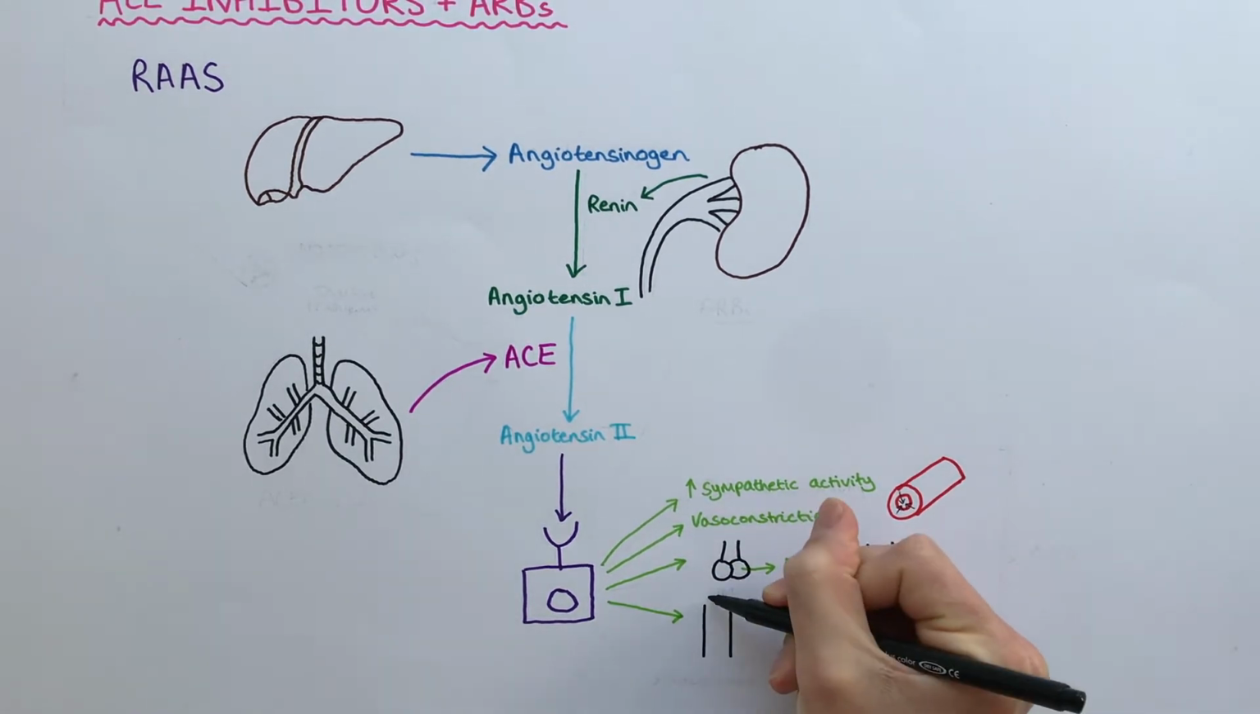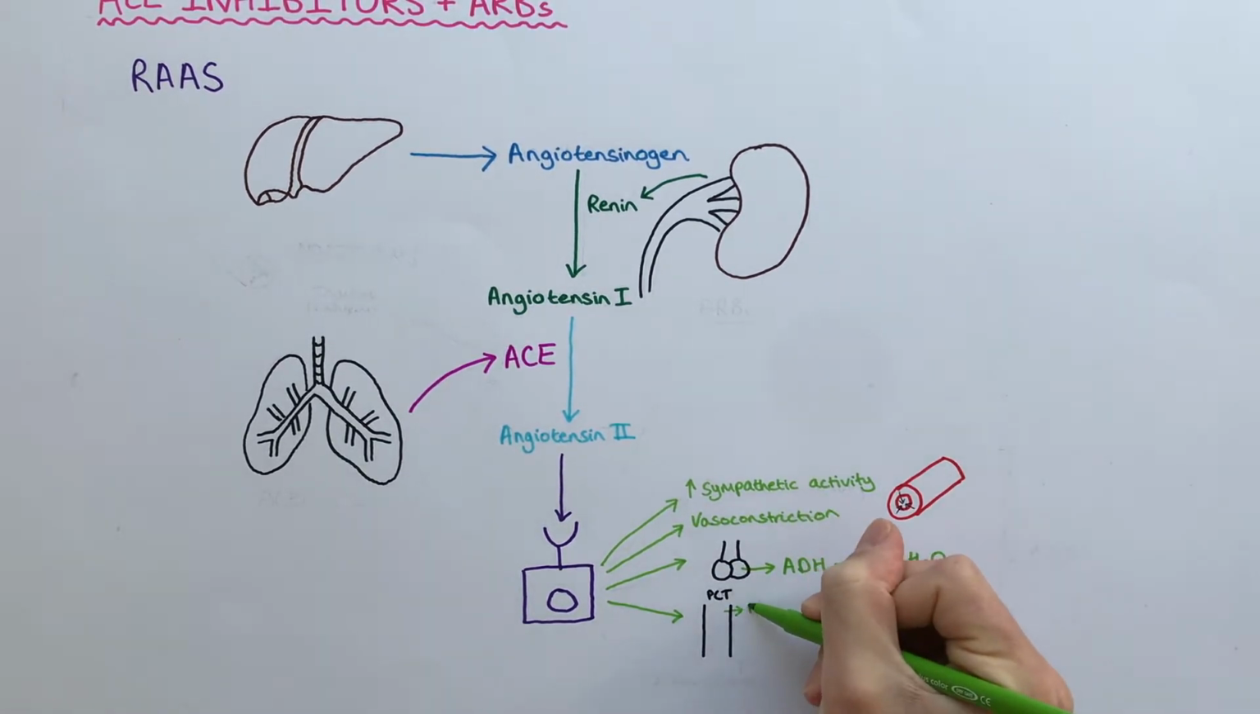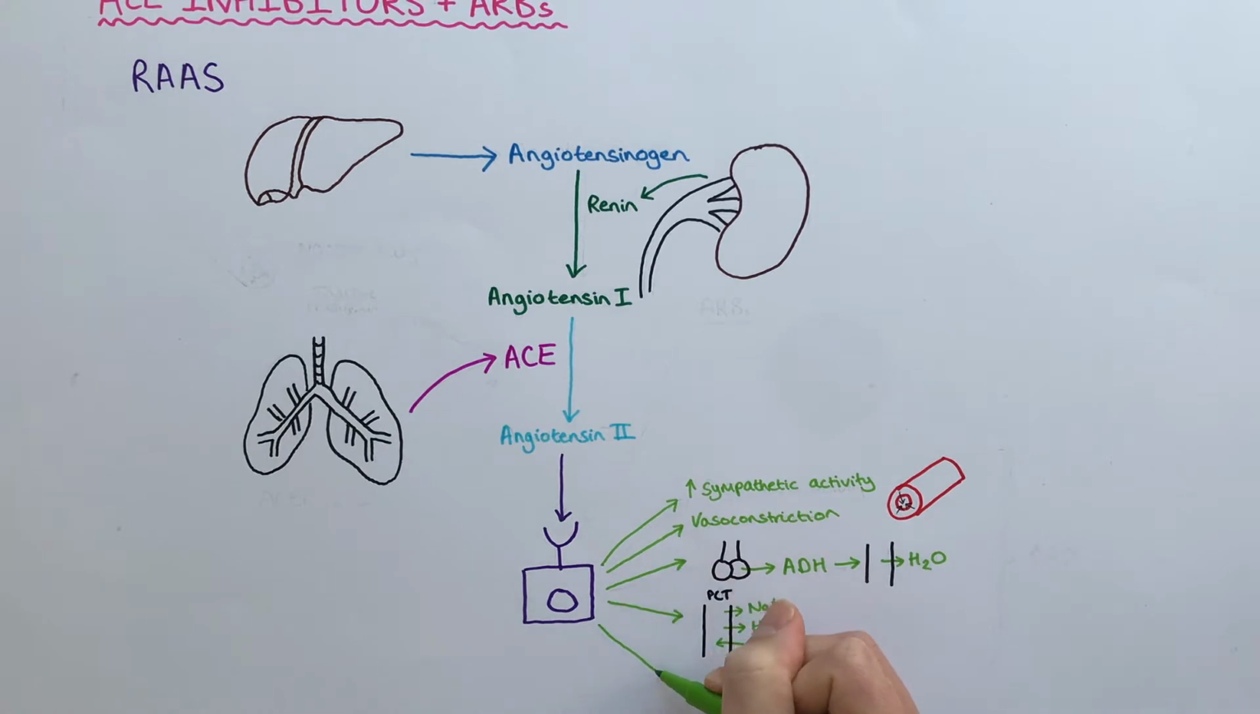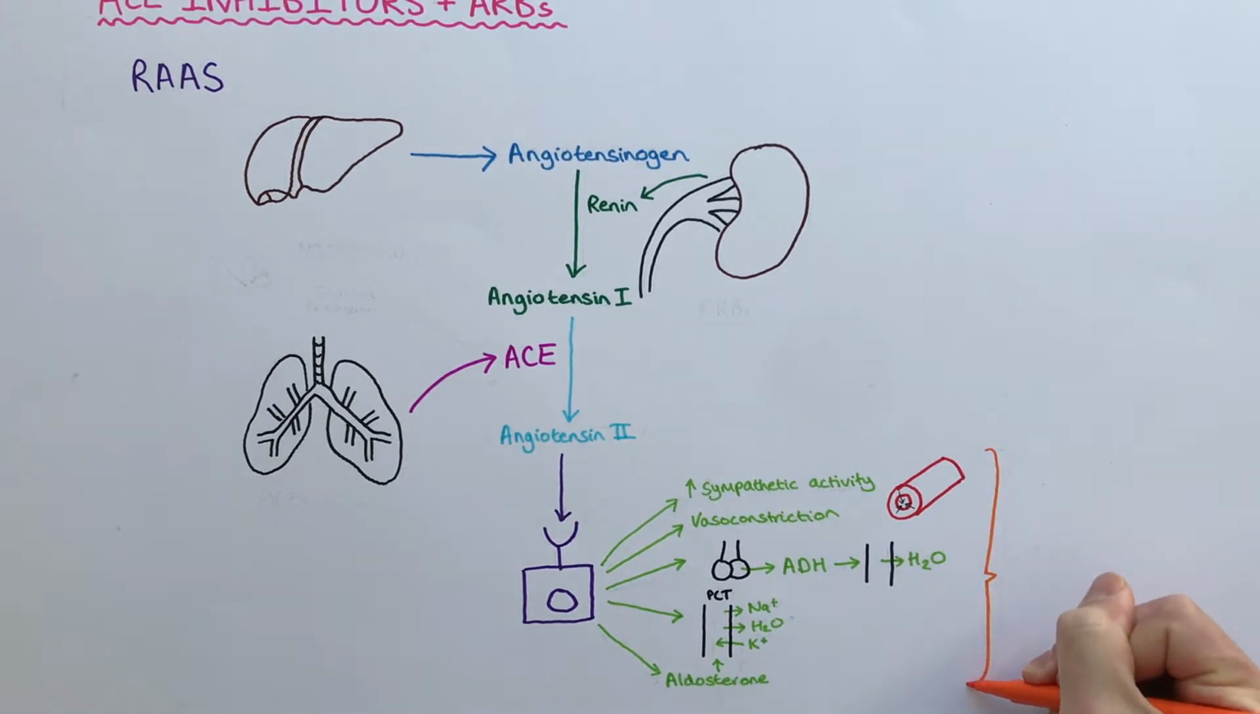Angiotensin 2 also acts on the proximal convoluted tubule of the kidney to stimulate sodium and fluid retention and potassium excretion. Aldosterone released from the adrenal cortex further contributes to sodium and fluid retention and potassium excretion, overall resulting in an increase in blood pressure.